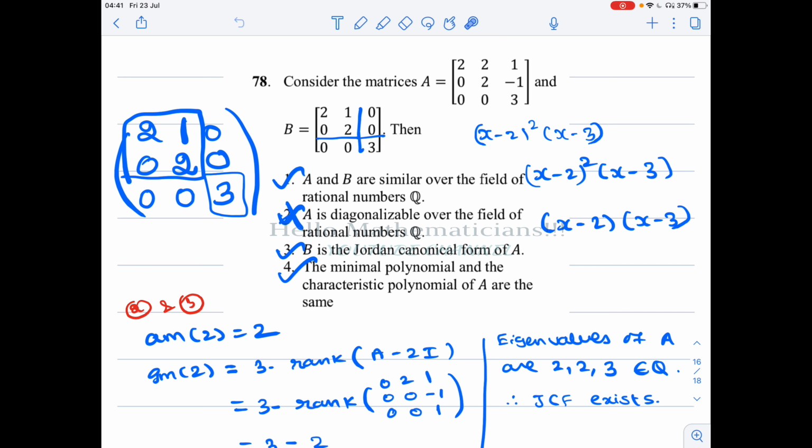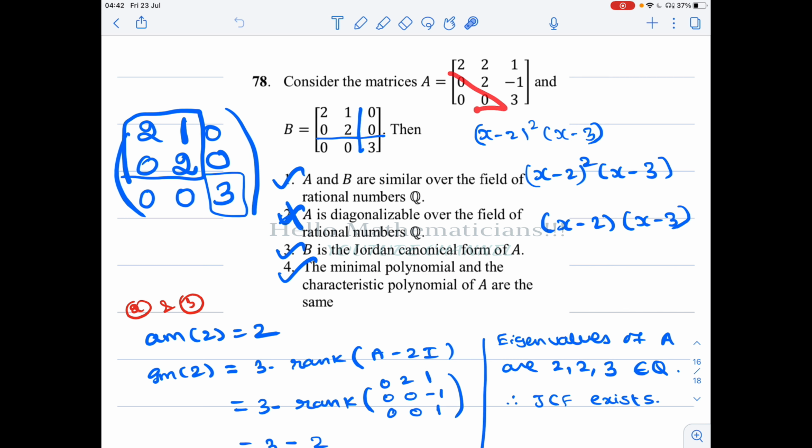The options are: A and B are similar over the field of rational numbers. A is diagonalizable over the field of rational numbers. B is the Jordan canonical form of A. The minimal polynomial of A and the characteristic polynomial of A are equal. So let's do options 2 and 3 first.